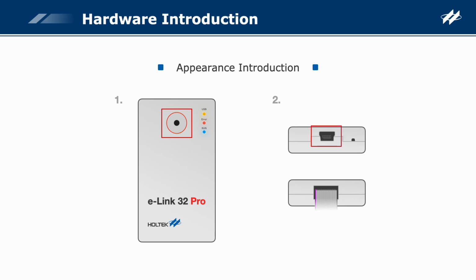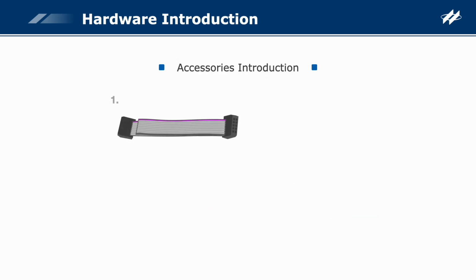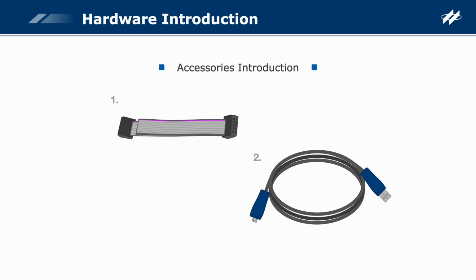2. There is a standard mini USB interface on the top for connecting to the computer, and an interface on the bottom drawn out via the flat cable for connecting to the target IC to implement the programming and emulation functions. 1. The HT32 Pro provides a flat cable 2x5 pin connector for connection between the development board and the adapter. 2. In addition, a USB cable is provided for connecting the adapter to the computer.